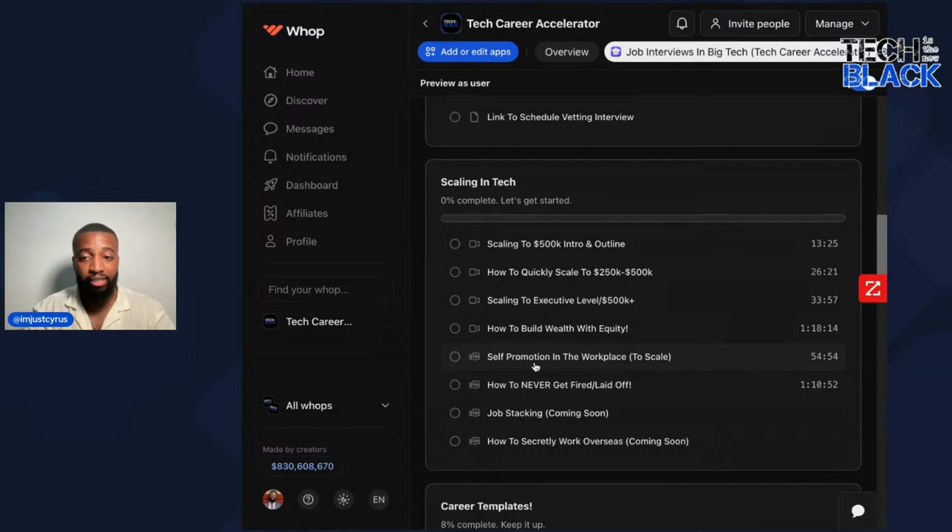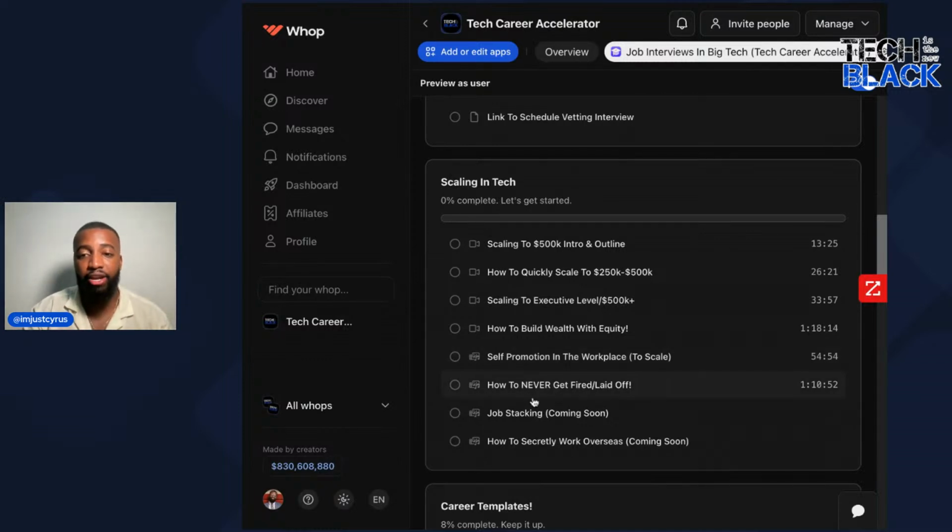Self-promotion in the workplace to scale. Literally, we paid somebody, brought them in, and they're talking about how to scale, like how to leverage the company you're working in to scale further, faster within that company. Something a lot of us don't do. A lot of people make content about things they're not going to do. And that's why you're not scaling further.